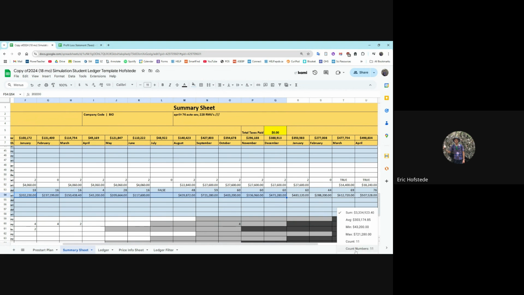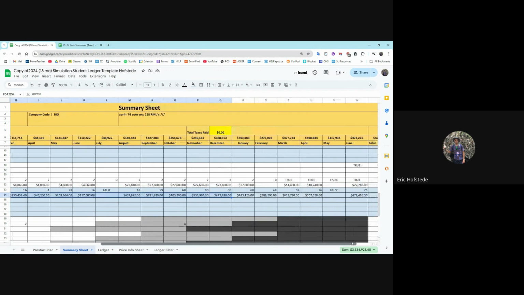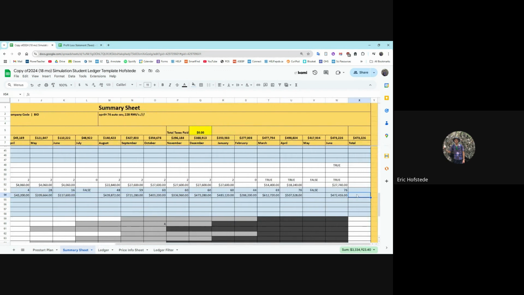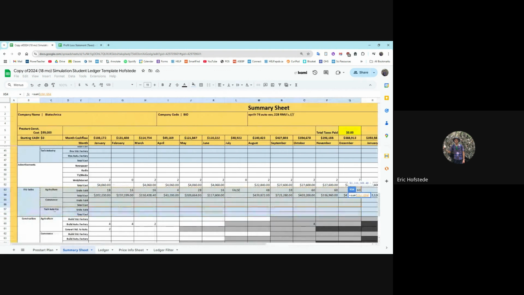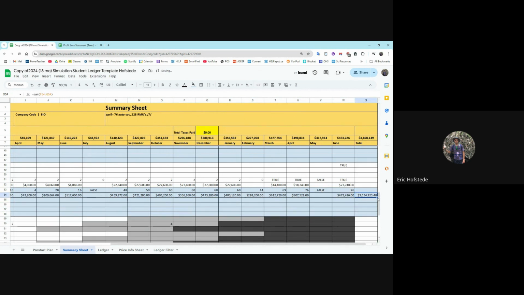So I can either remember this number, or I might instead choose to calculate the sum. I'm probably going to do this to make my life a bit easier, using the built-in Google Sheets equation equals SUM. I'm going to select all the numbers from January till December and hit enter. And it's now calculated for me.